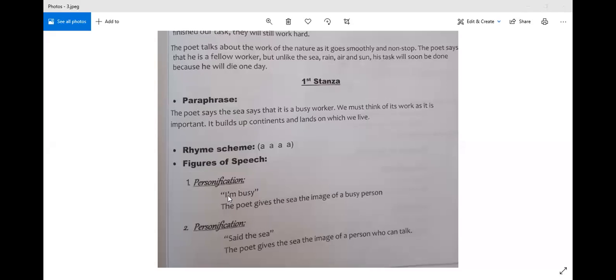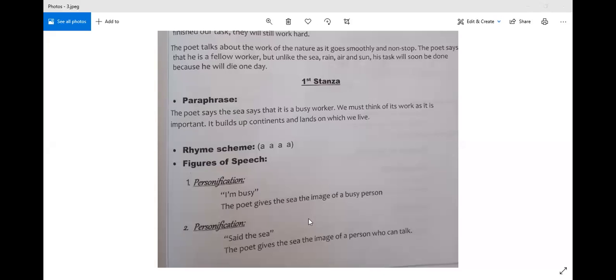The sea. Is that correct? Yeah. So the sea is saying, I am busy. Do you think that the sea is the person who's going to be busy? Of course not. So the poet here gives us personification, because the poet gives the sea the image of a busy person. So, I am busy. Here is a personification because the poet gives the sea the image of a busy person.